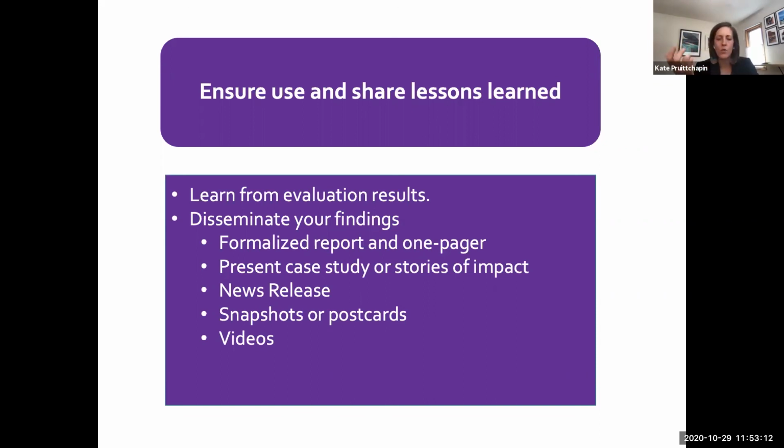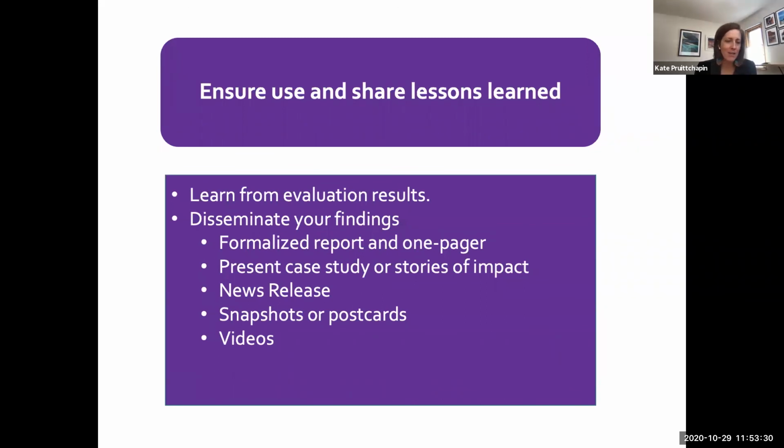Presenting case stories or stories of impact gets to the heart of the work. You have the data and the numbers and the full analysis to back it up, but you're really grabbing hold of their heartstrings through this case study or impact story.